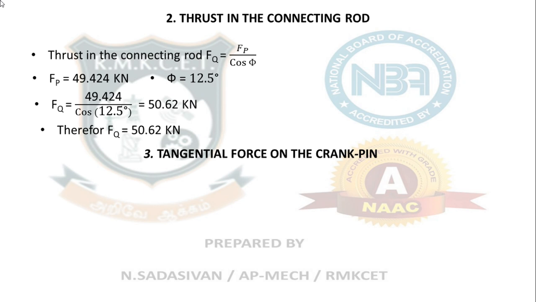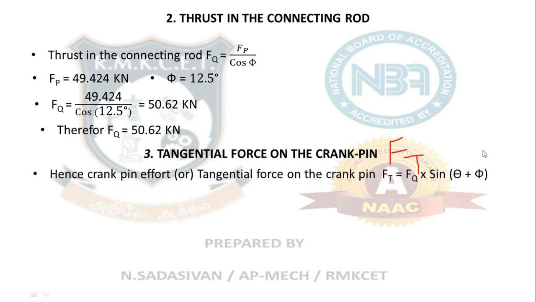Next subdivision. Tangential force on the crank pin. What is the tangential force? What is the symbol of this? It is Ft. Okay, don't forget this. Tangential force on the crank pin Ft is equal to Fq into sin of theta plus phi.